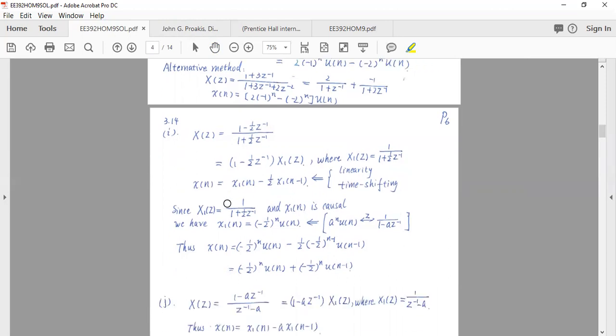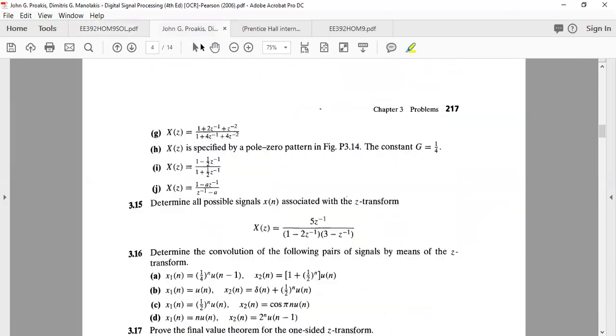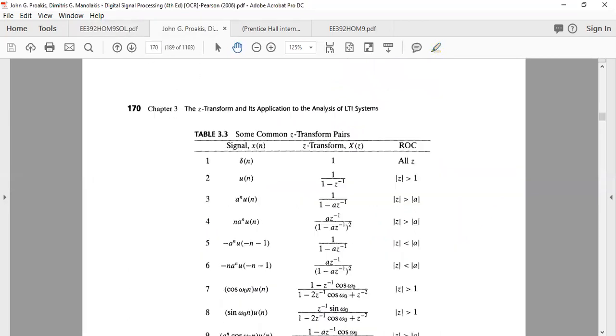Now what we can do is find the actual x1 of n signal. We can perform the inverse z transform of this particular signal, x1 of z. If we use the causal properties from page 170 of the textbook, you can see using this property, this is a causal property.